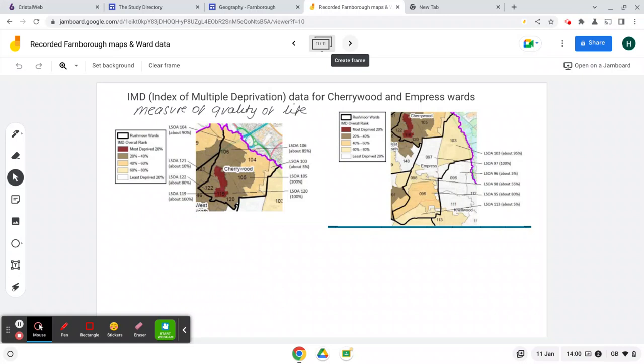So in Cherrywood Ward here, you can see we've got one very dark area. So each ward is split up into LSOAs, and these are just smaller areas within the ward so that they can collect data more easily. Within Cherrywood Ward, you have got one of these LSOAs which actually falls into the most deprived 20% LSOAs in the country.